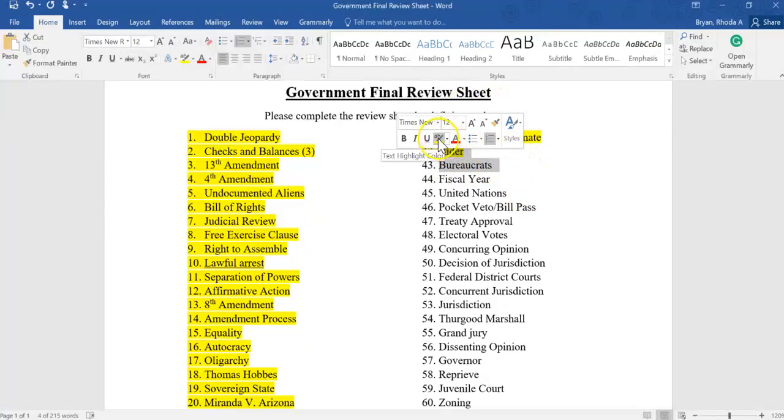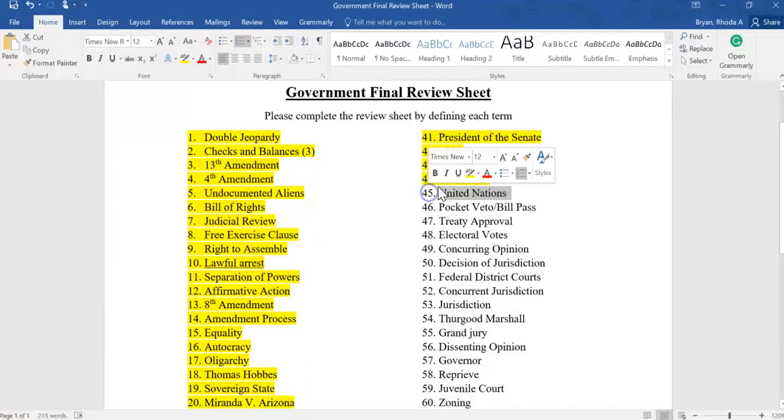Bureaucrats. That one's also a copy and paste question. People that work in a bureaucracy. Kind of funny, they can sound the same. Fiscal year. Copy and paste question. It is the 12-month period used by the government for record keeping and budgeting.